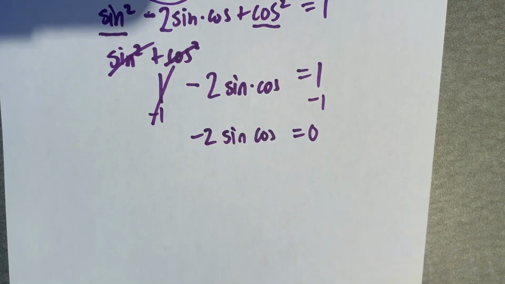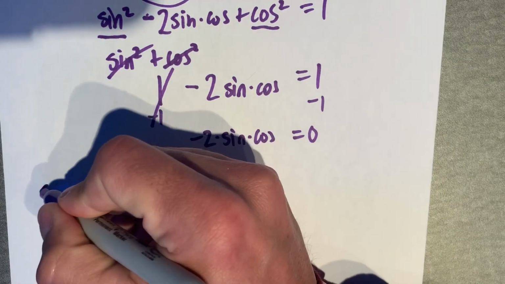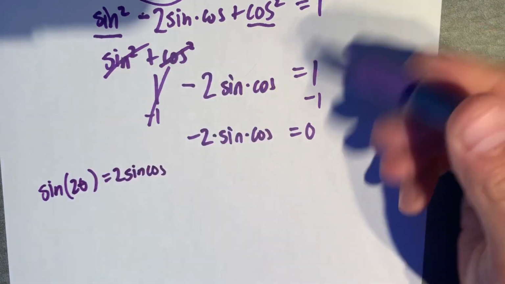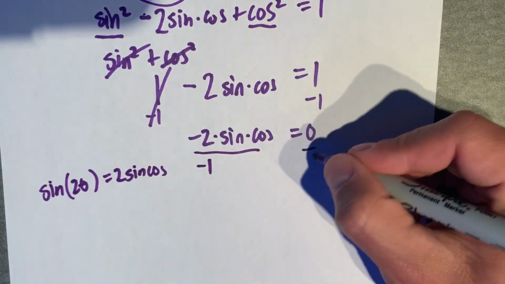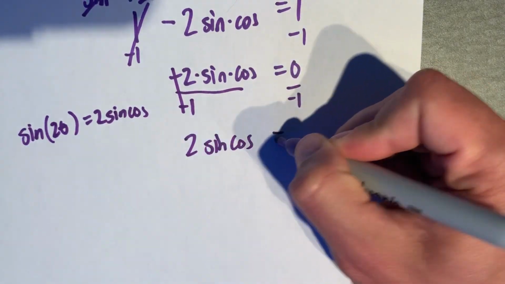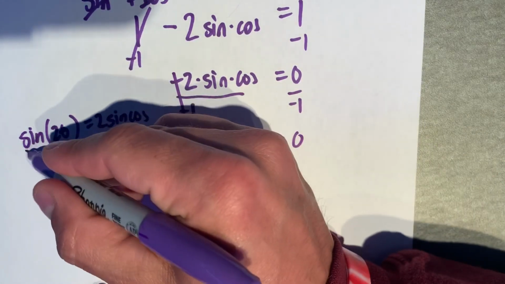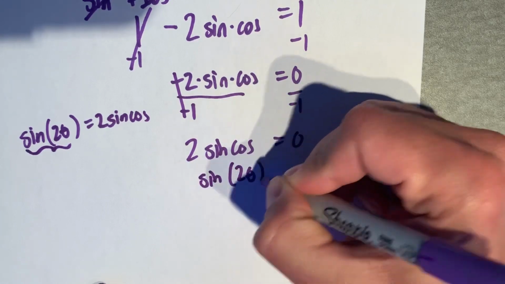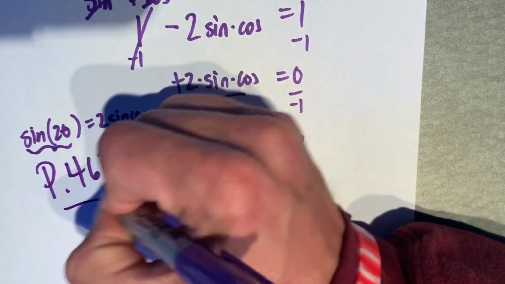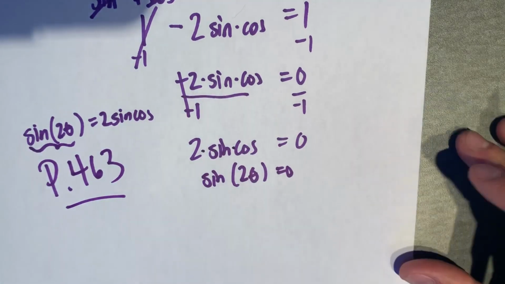Now, this looks like something that we may have seen before. And if you look on page 463, we have a double angle formula which says sine of an angle that's doubled is equal to 2 sine cosine. So essentially that's what we have here. If I divide both sides by negative 1 just to get rid of the negative, I could say that 2 sine cosine is equal to 0, because 0 divided by negative 1 is 0. So 2 sine cosine is equal to sine of that double angle. Let's call this sine of 2 theta, which, by the way, this identity is found on page 463 of your textbook. So you can look there if you don't remember what they are or if you haven't seen them before.